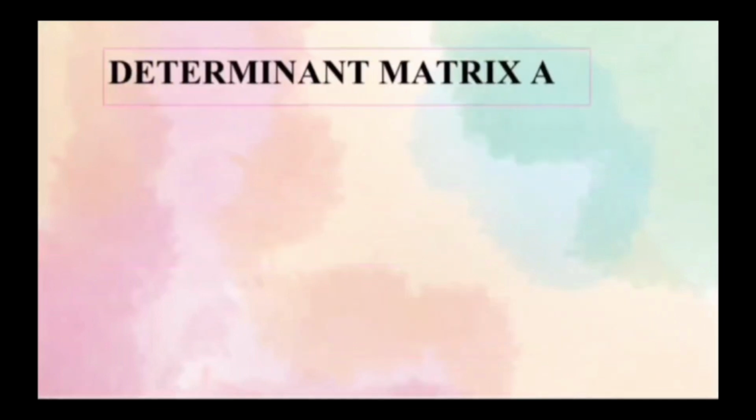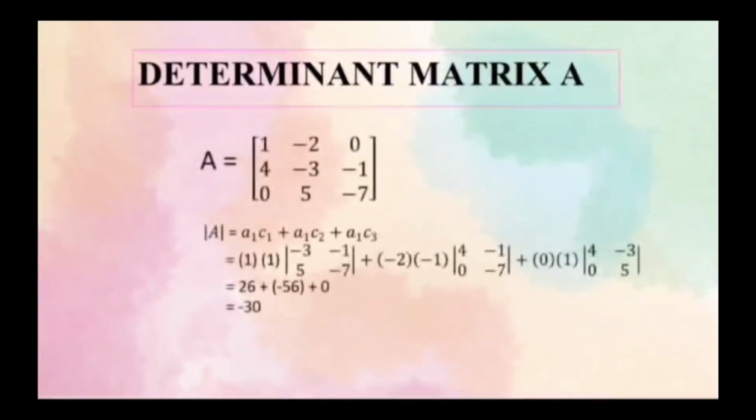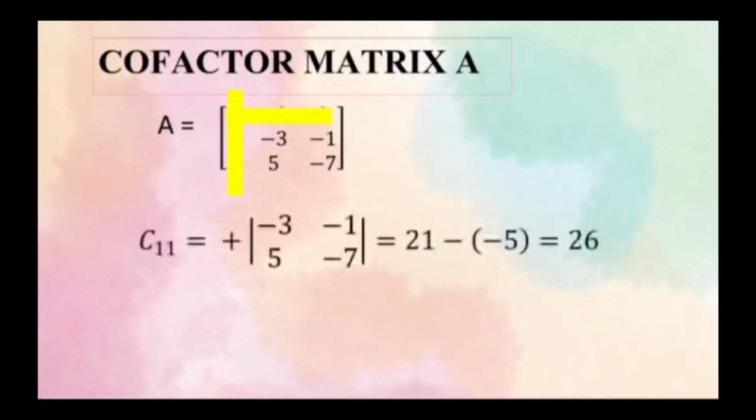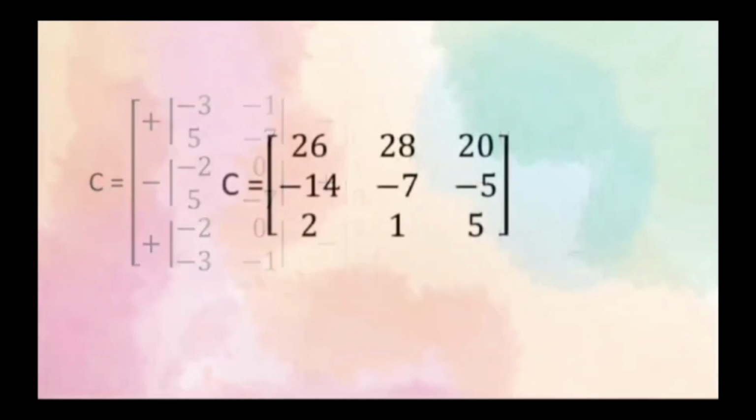For determinant of matrix A, you need to choose only one row or one column, and as for me, I choose the first row. So, I got the answer for determinant of matrix A, negative 30. For cofactor matrix A, you need to cross out the row and the column chosen, and you need to calculate the determinant of the submatrix. Also, don't forget to determine the sign factor, whether positive 1 or negative 1. Then, you have to repeat it 9 times to get the 3 by 3 cofactor.